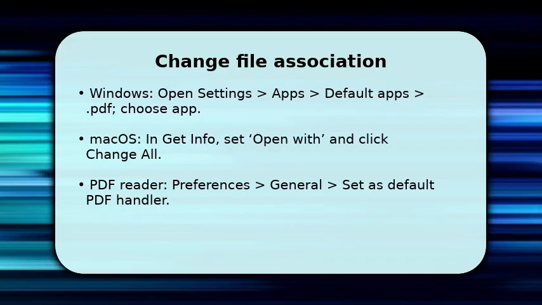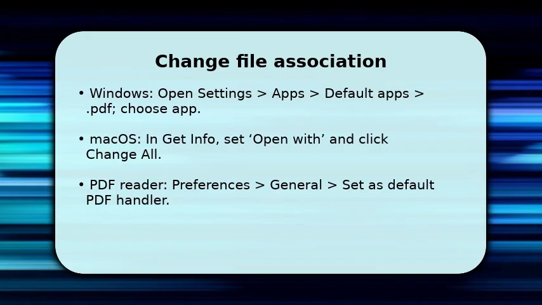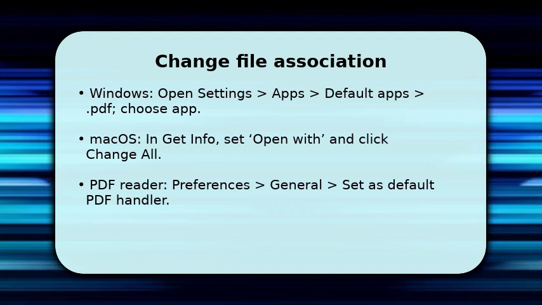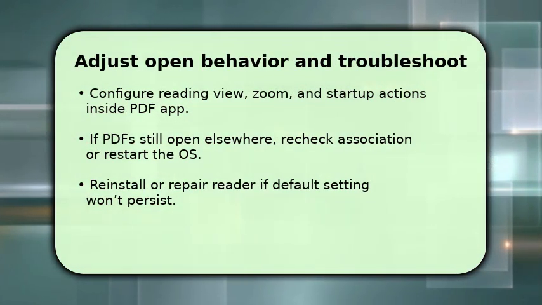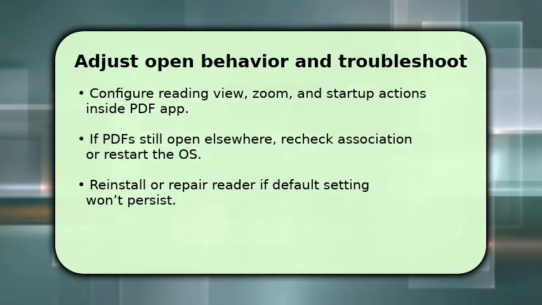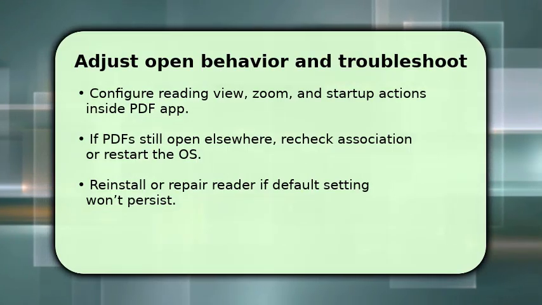Alternatively, open your preferred PDF reader's preferences and use the General tab to set it as the default handler. Make sure to save or apply each dialog to lock in the preference. Finish by tweaking how PDFs open. Set default zoom, single or continuous view, and startup actions inside the reader so documents behave predictably.